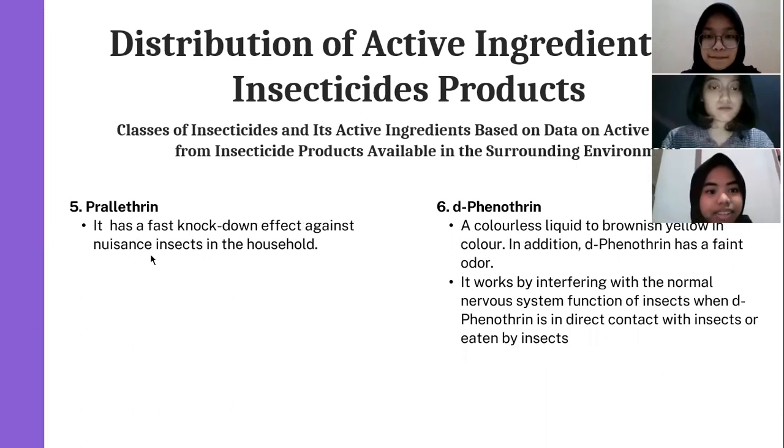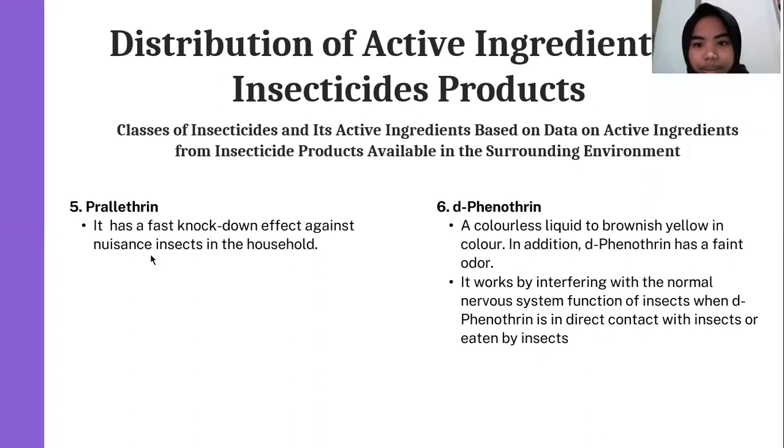And for the next, the class of active ingredients of the insecticide products is prallethrin. Prallethrin is an active ingredient of synthetic pyrethroid insecticide product, which has a fast knockdown effect against nuisance insects in the household. Prallethrin is usually used as an effective ingredient in household insecticide products to kill mosquitoes, flies, cockroaches, and other household insects. And the next is the permethrin.